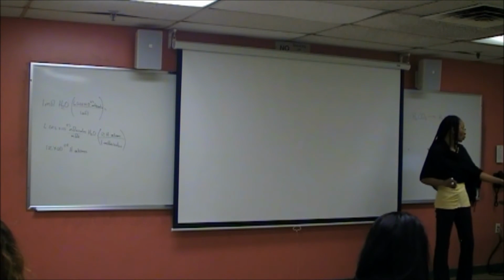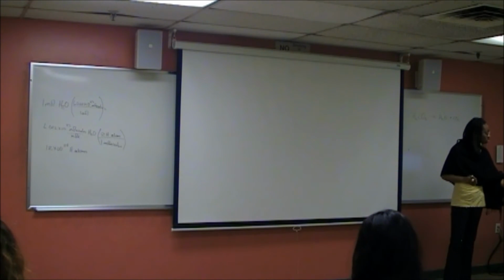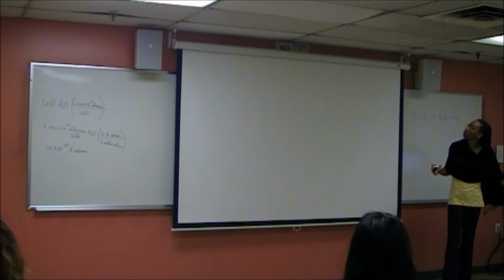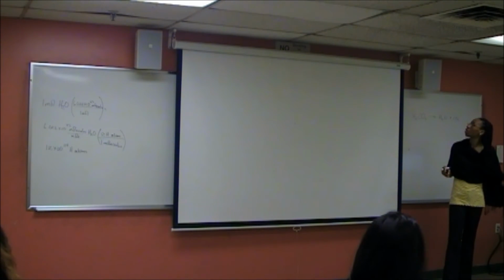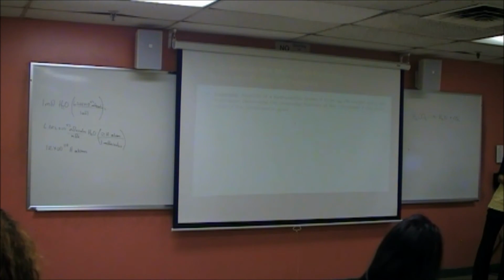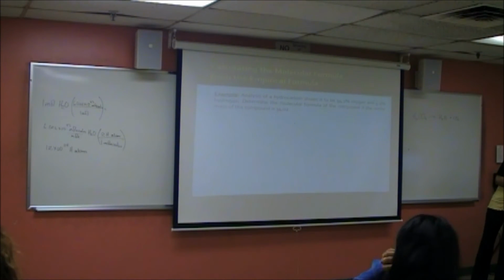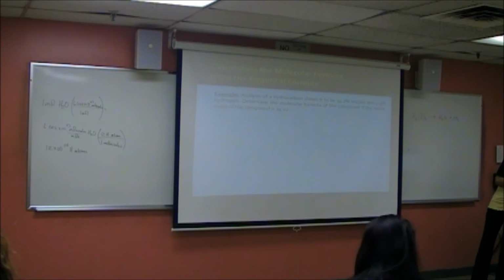Okay. So we are going to continue with calculating the molecular formula from the empirical formula. Here's another one for you. A compound shows to be 94.1% oxygen and 5.9% hydrogen. Determine the molecular formula of the compound if the molar mass of the compound is 34.02 grams per mole.